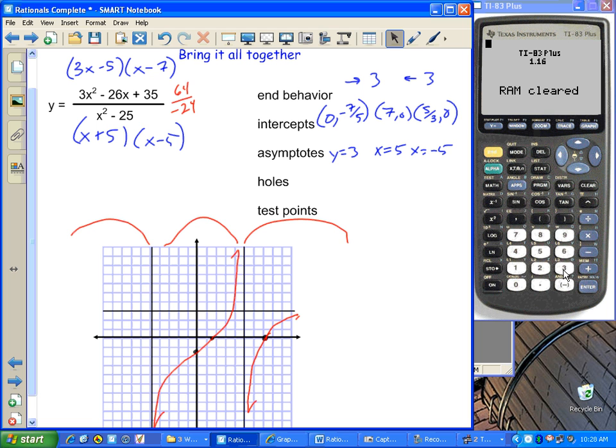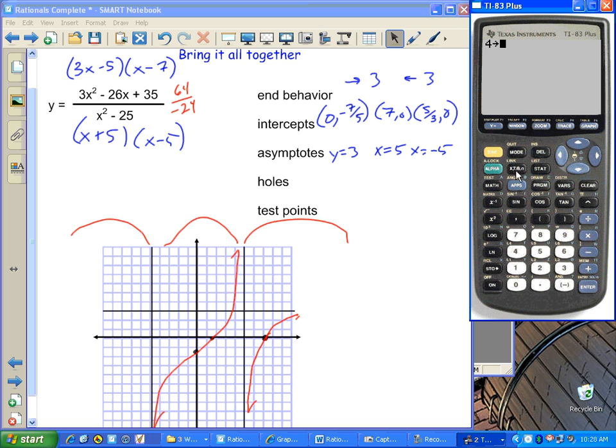All right, so I'm going to put in 4. I'm going to hit 4, store that as x, enter. Then I can just put my whole function in parentheses. This will make it easier for me to plug other points into. 3x squared minus 26x plus 35. Close my parentheses because that seals off the numerator. Then I'm going to divide by, put the denominator in parentheses, x squared minus 25. So I get a positive 2 1/3. So it is up here.